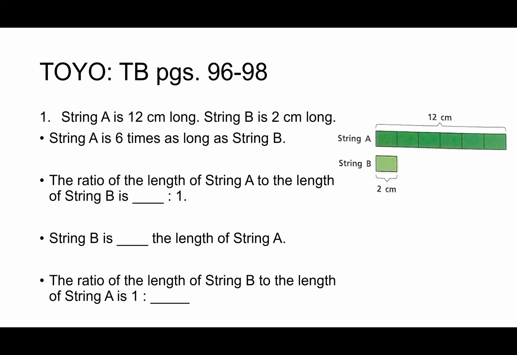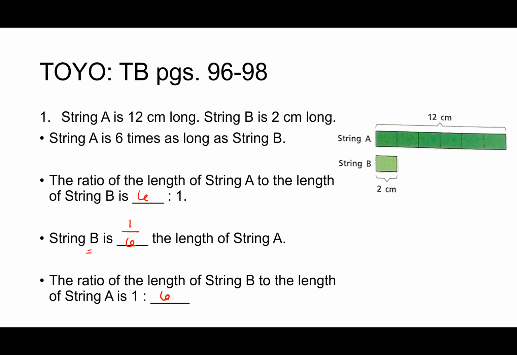All right, the ratio of the length of string A to the length of string B is what? 6:1, good. Now, string B is what fraction of the length of string A? It is 1/6. That's how we want to write that, yes. How about the next question? The ratio of the length of string B to the length of string A. What is that? 1:6 is correct. Good job.